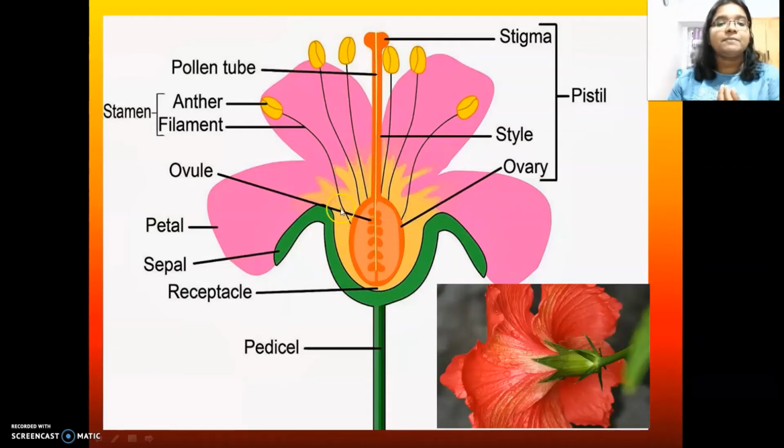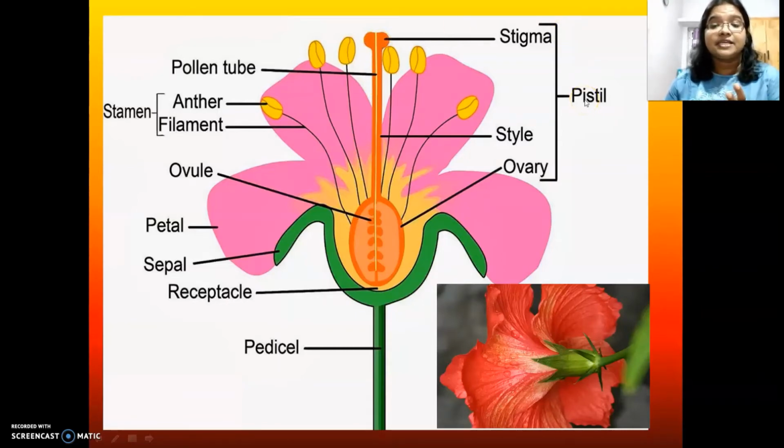See, the male reproductive organ consists of numerous stamens. See, these are the stamens. And each stamen has an anther and a filament. The female reproductive part is made up of ovary, style, and stigma, which forms the pistil.